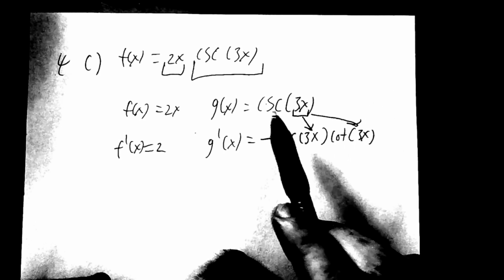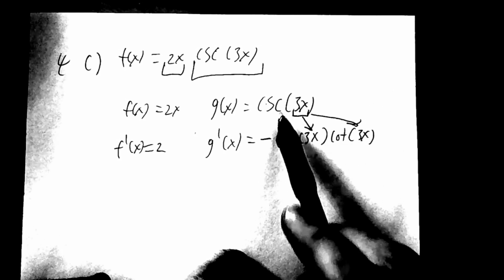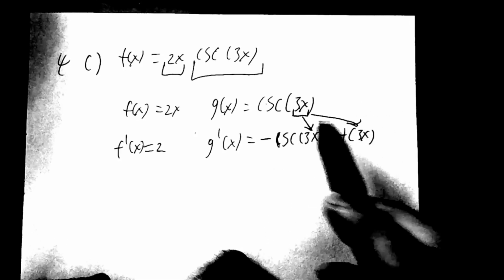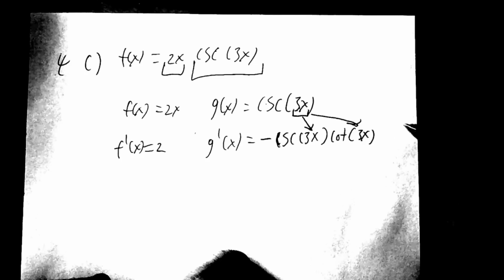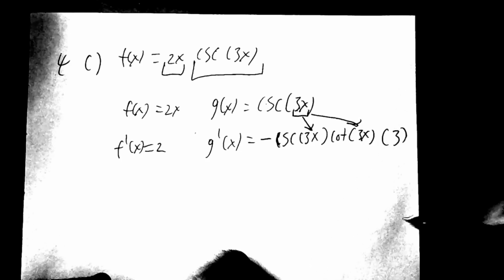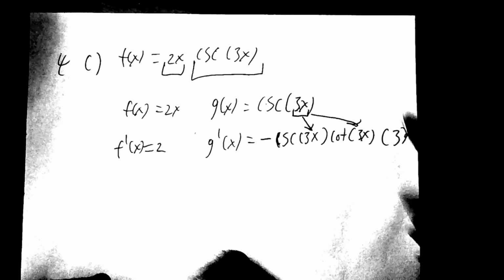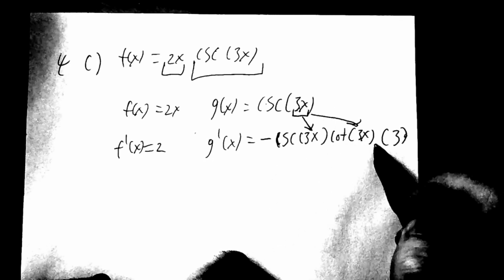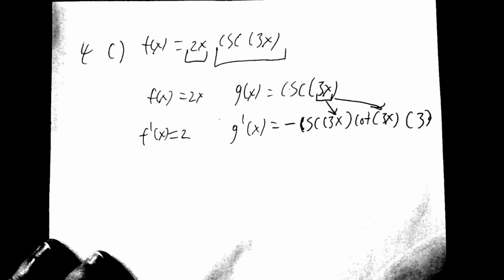This is also a chain rule. We did the derivative of the outside, which is negative cosecant cotangent, but then we have to do the derivative of the inside, and that's 3. So derivative of 3x is 3. Does that make sense? So negative cosecant cotangent 3x, times 3. Okay? And then we plug it in.